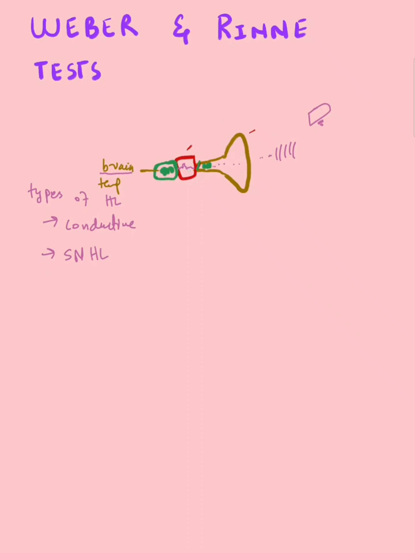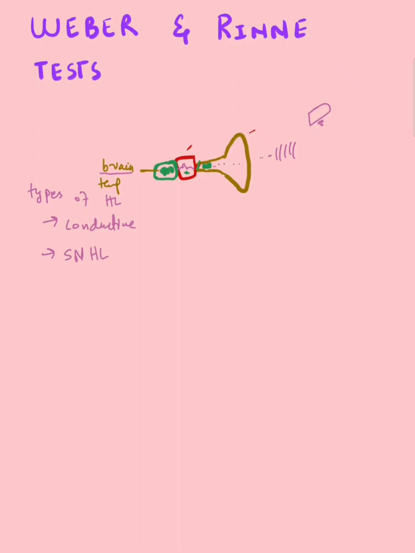Then in the middle ear we have the ossicles. If there is a problem with the ossicles, it can result in conductive hearing loss, for example, otosclerosis, in which there is sclerosis of the stapes. That's one cause, and also otitis media, in which there is inflammation in the middle ear, can also result in conductive hearing loss. So these are general causes of conductive hearing loss.